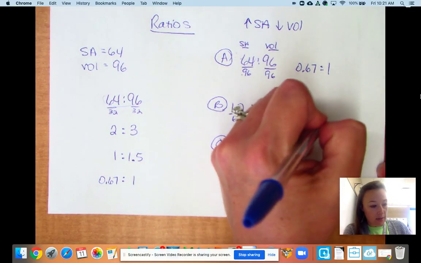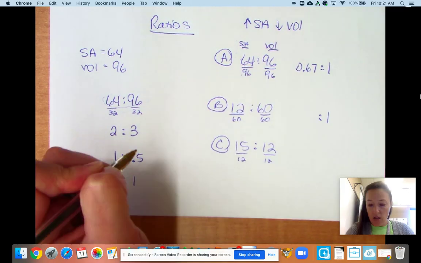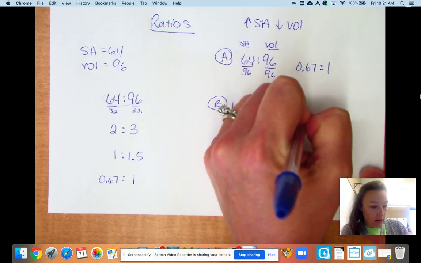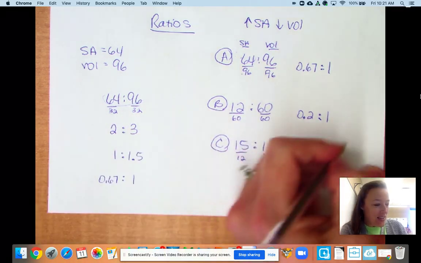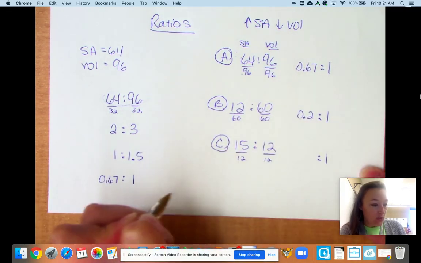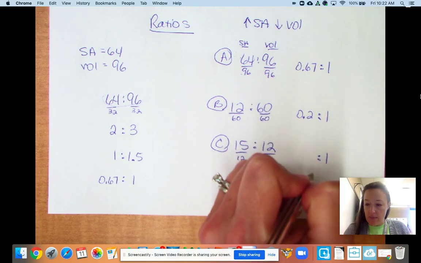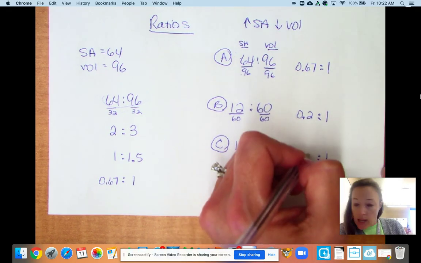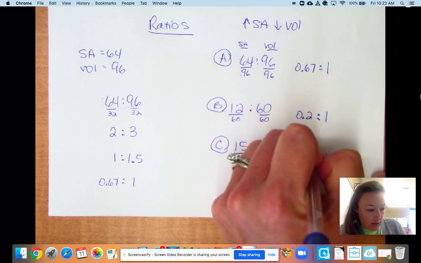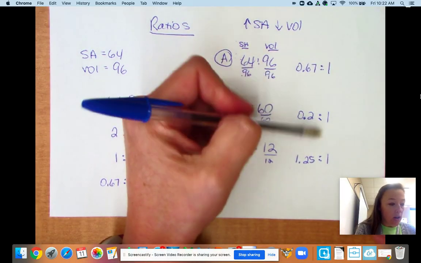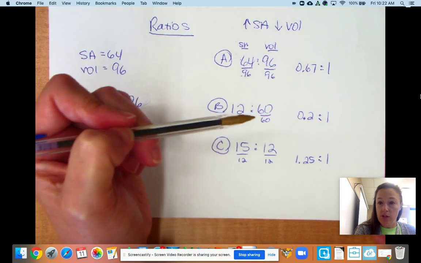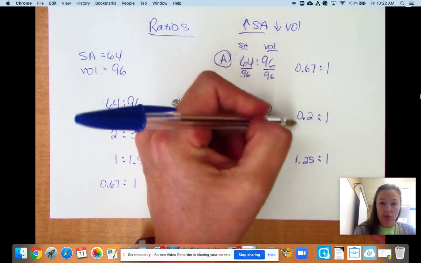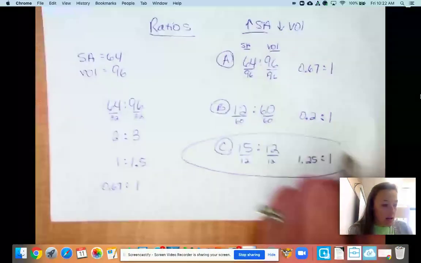Here, 60 divided by 60 is 1. 12 divided by 60, I believe, is 0.2. Calculator tells me yes, I'm right. And then this one, 12 divided by 12 is 1. 15 divided by 12, I think that's going to be 1.25. And that is what it says, 1.25. Okay. So now all of our volumes are equal as far as our ratio is concerned, and we can look for the one that has the biggest surface area. So obviously of these 3 numbers, this is the biggest.